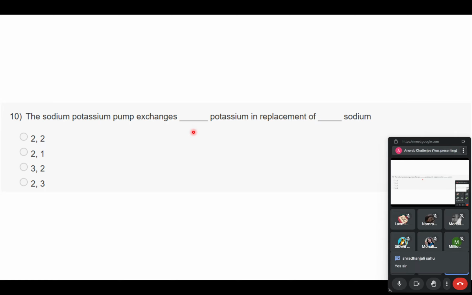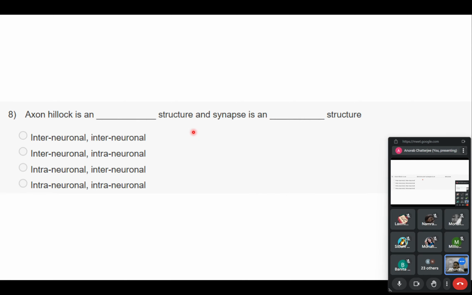So moving on, the sodium potassium pump exchanges 2 potassium in replacement for 3 sodium. The answer is D. Okay. Next, the axon hillock is a blank structure and the synapse is a blank structure. The options are interneuronal, interneuronal, interneuronal, intraneuronal, intraneuronal, interneuronal, and intraneuronal. So intra meaning in the same neuron, inter meaning between two neurons.